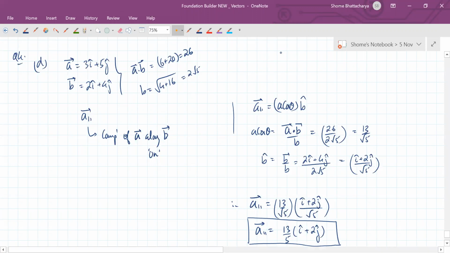Okay, the magnitude of the component was asked. So the magnitude is just this much only. So we already found that out. What is its magnitude? A cos theta, which we already found out: 13 by root 5. Okay, so hope this is clear.